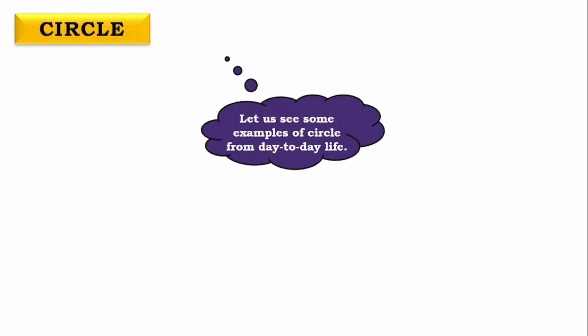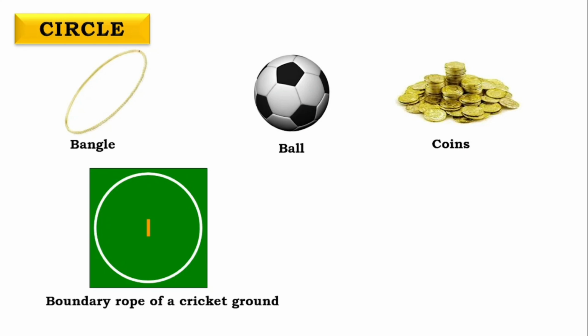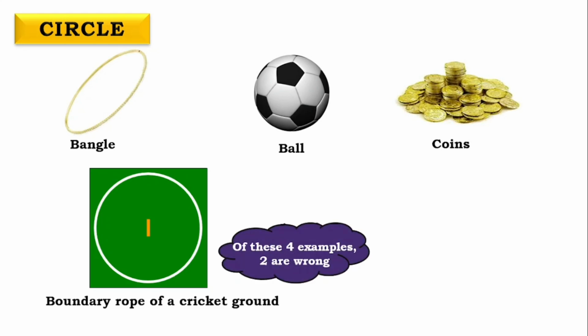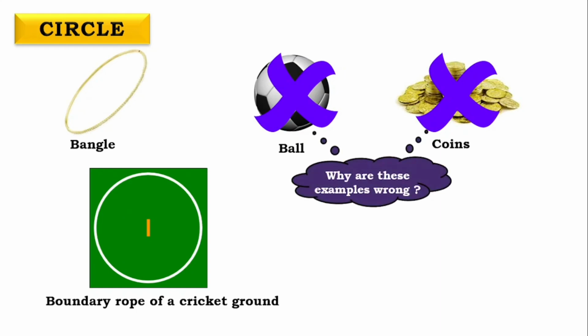So let's start this. Let us see some examples of circle from day-to-day life. So we are going to see some examples of circle over here. Bangle, ball, coins, boundary rope of a cricket ground. Out of these 4 examples, 2 are wrong. Let us see that. Ball, coins. Why are these examples wrong?